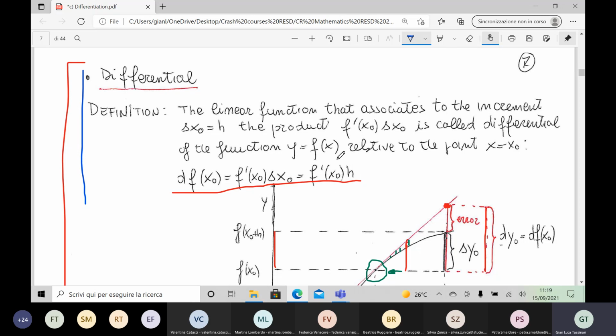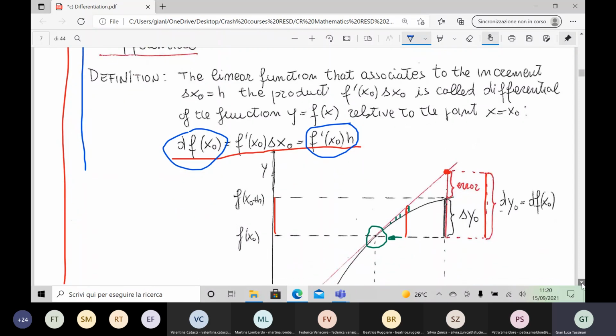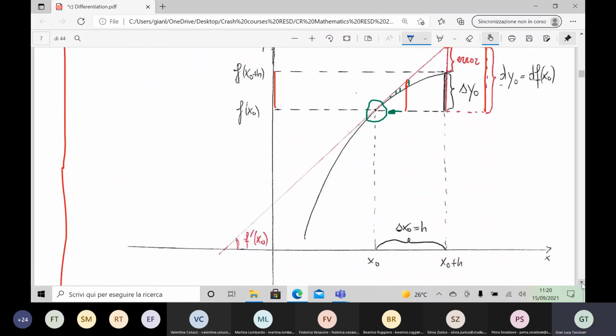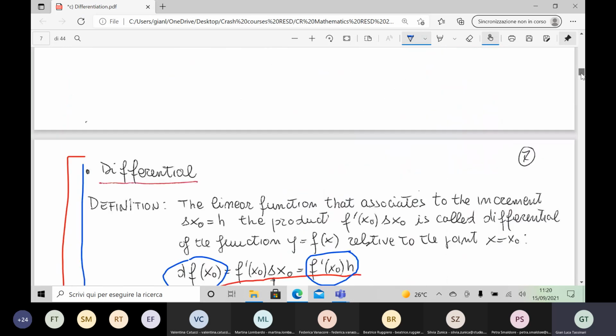So I repeat, this is the differential of your function relative to the initial point x0, and relative to the interval of length h. I try to explain graphically again the meaning of differential, which is strictly linked to the meaning of the derivative.